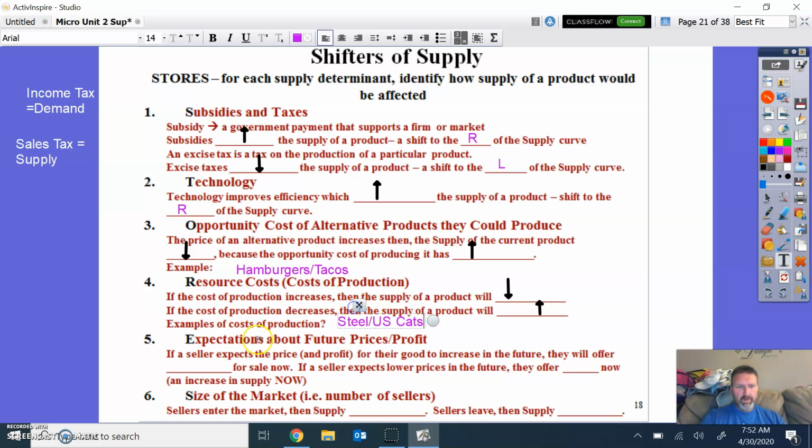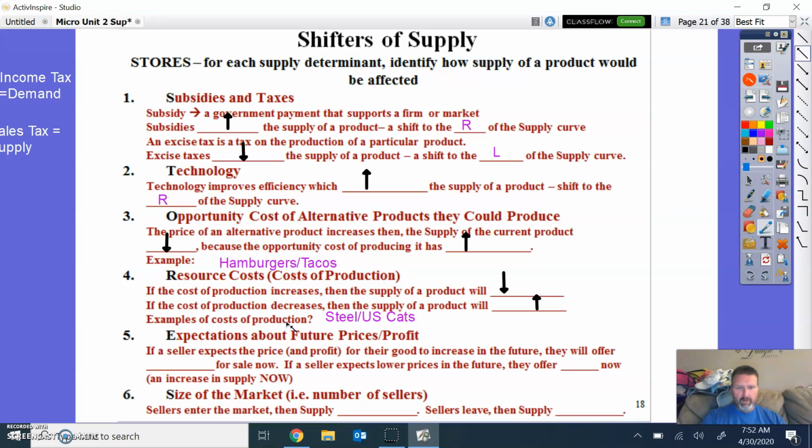Okay, expectations about future prices and profit. If a seller expects the price and profit for their good to increase in the future, they will offer less for sale now. If a seller expects lower prices in the future, they'll offer more now. Sellers enter the market, supply goes up. Sellers leave the market, supply goes down.